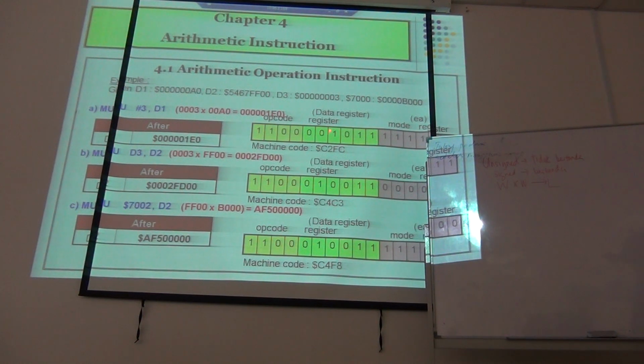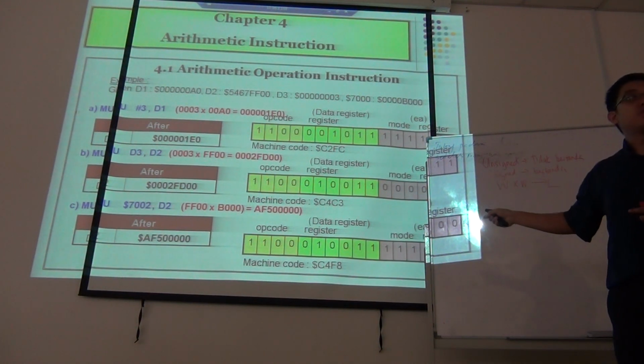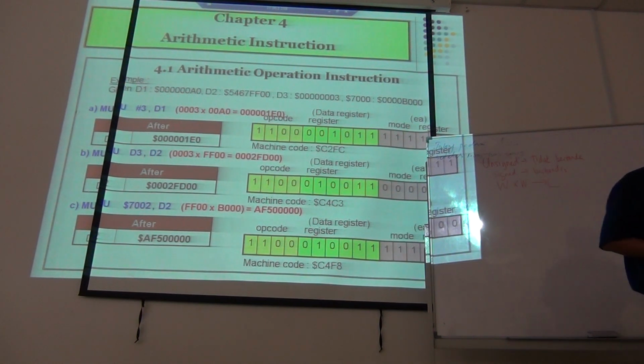So before that, this is for the machine code for each of them. The machine code you have to convert based on the data sheet again. That's all. Next one.